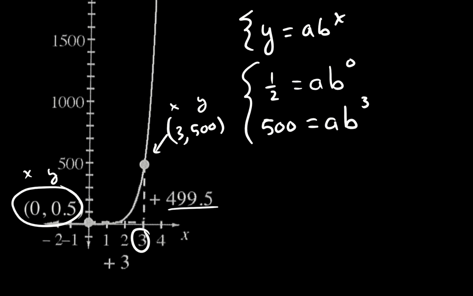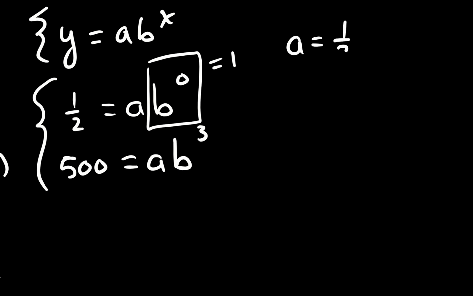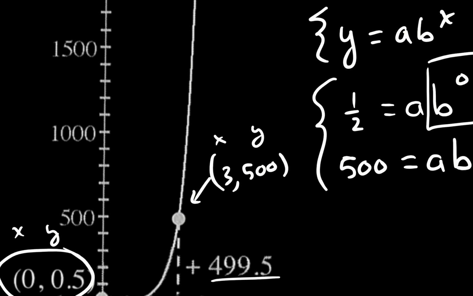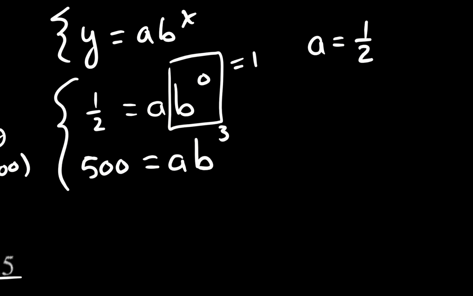And I can tell by looking at this graph that my multiplier has to be greater than 1 because I'm clearly seeing exponential growth. So the first observation I make is that b to the 0 is 1, because anything to the 0 equals 1, so this tells me that a is 1/2, which is no surprise, because that's supposed to be the 0th term. And if I look at my graph, when x is 0, y is a half. So that makes complete sense.